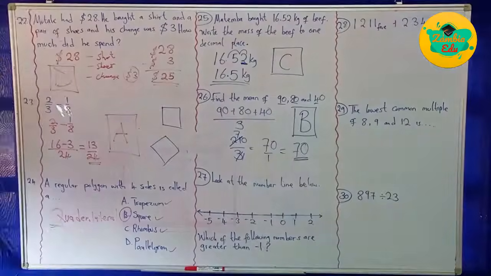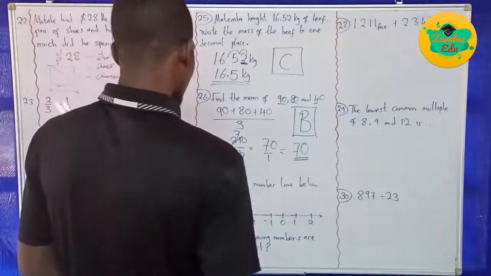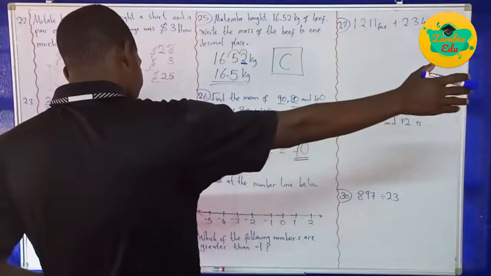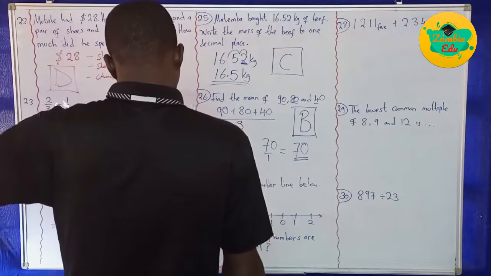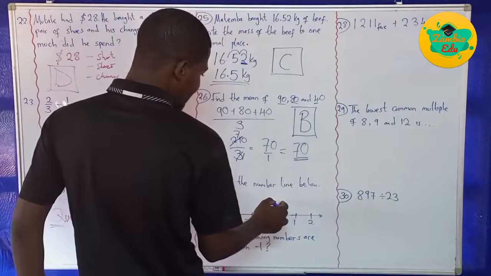Question 27 said, look at the number line below. Which of the following numbers are greater than -1? So when it comes to a number line, going to the right, we are increasing. Going to the left, we are reducing.